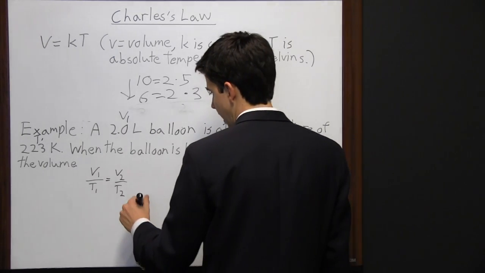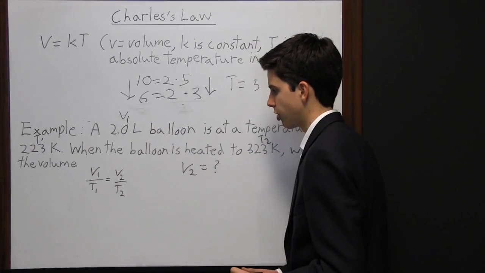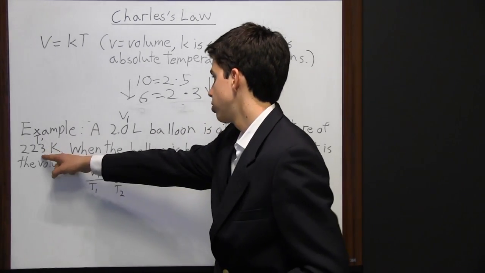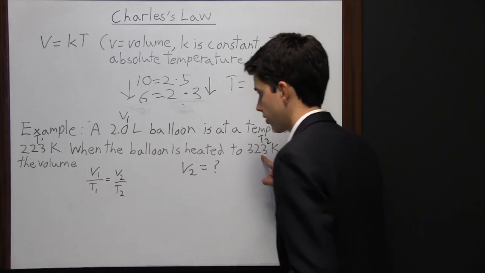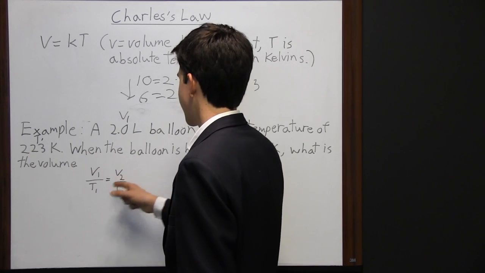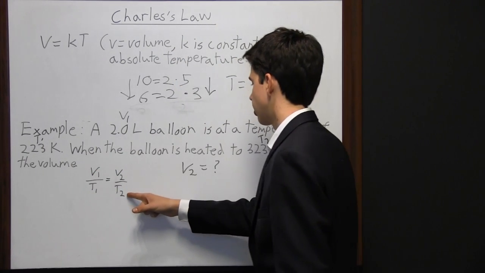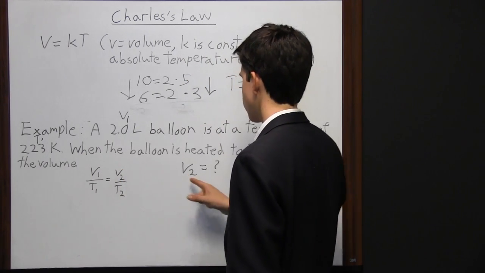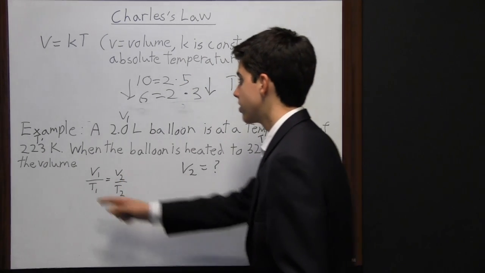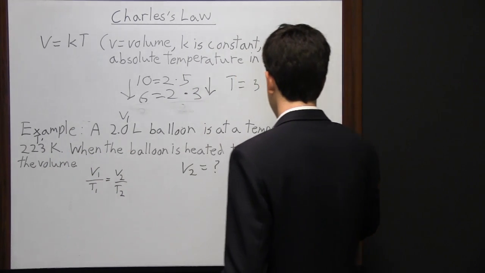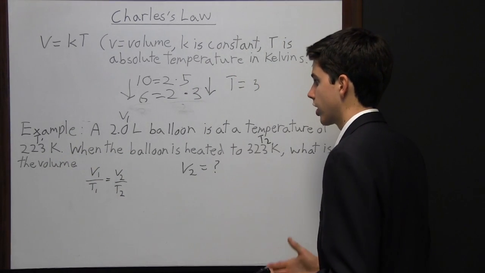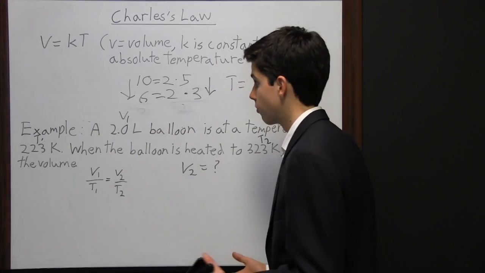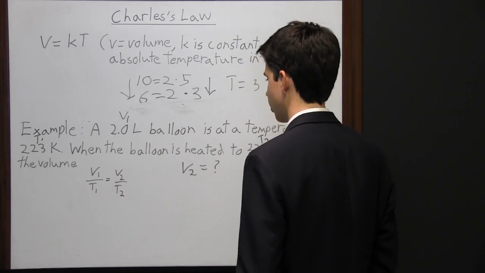So we need to get V2 by itself on one side of the equation. Now notice here that the temperature changed. It went from 223 to 323. So since temperature changed, volume also has to change here. So that's why we're looking for V2. And notice that temperature went from 223 to 323, so it increased. So we can also know that volume is going to increase. And we'll see that in a moment once we work this equation.